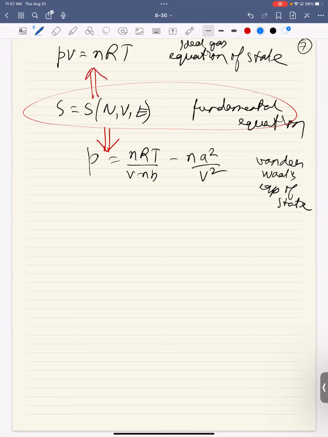But you cannot go in this direction. Just knowing the equation of state won't allow you to get the fundamental equation. The equation of state is missing information.